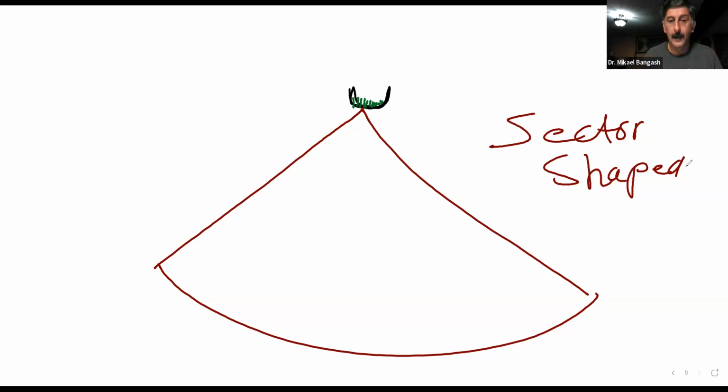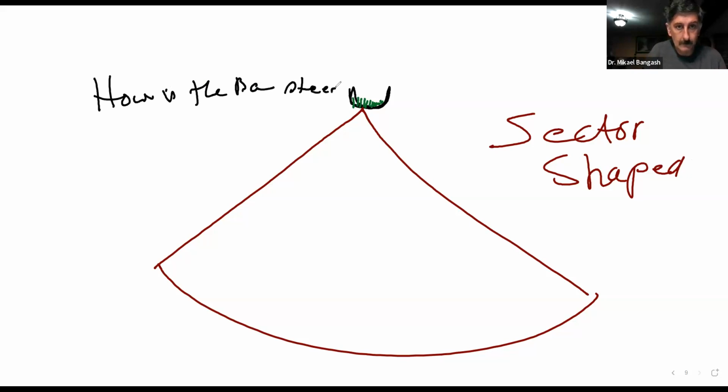Okay. Now comes the question. How is the beam steered? Because what was it that we actually had? We had anything between 100 pieces to 300 pieces of PCGs lined up along the footprint.